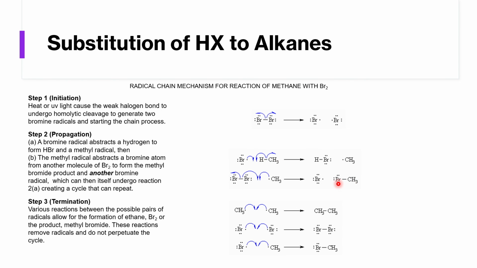Now the mechanism for this process is probably a little bit more complicated than some of the others. It's described in these steps here. We can discuss these mechanisms in class. What is most important to understand now is that a halogen can take the place of a hydrogen on a carbon chain given the right conditions.